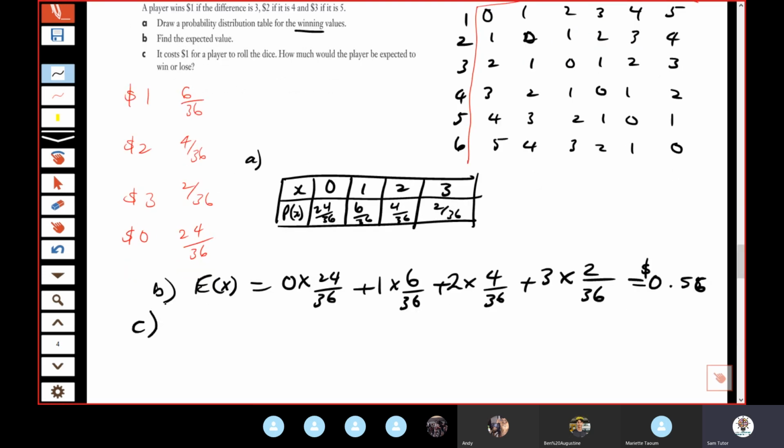But anyway, C, it costs $1 for a player to roll the dice. How much would the player be expected to win or lose? It's very easy. You're going to lose. So you're going to lose 0.56 minus $1 that it costs you to play. You're going to lose 44 cents every time you play.